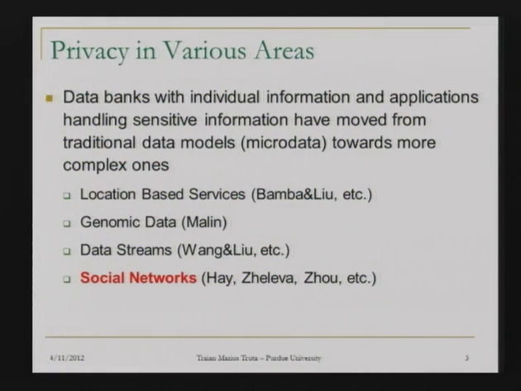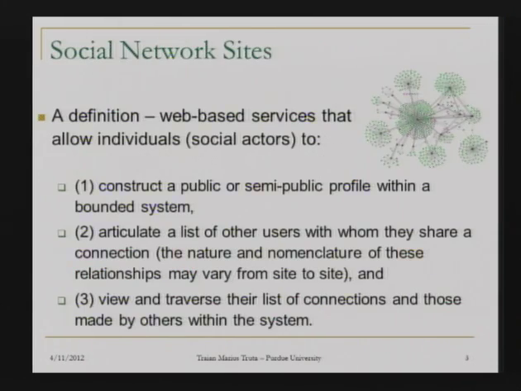First, there is a lot of data in various formats today available for public use, for research use, and so forth. And this data contains a lot of sensitive information, medical information, and so forth. 10 years ago or so, most of this data was in traditional data models format, such as microdata, where each row belongs to an individual. But today, or more recently, the data models are varied, and they include location-based services, genomic data, data streams, and probably more common, social networks. So the need of privacy in social networks is very important today.